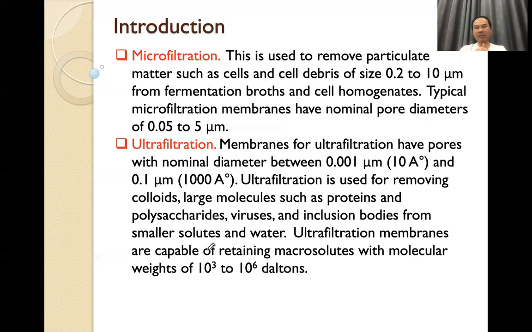We use ultrafiltration to separate colloids or large molecules, for example proteins, polysaccharides, and viruses, from smaller solutes and water. This is the application of ultrafiltration. And for microfiltration, we can use it to separate cell homogenate, meaning the very small cell fragments remaining after you disrupt the cell.